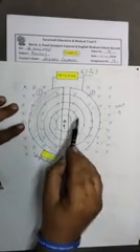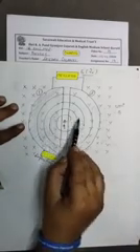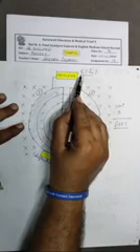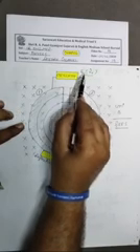Cyclotron is made up of two large metallic discs of which shape? D shape, which is known as Ds. Spelling is very nice: D-E-E-S. Ds. And these two Ds are connected with an oscillator. And the frequency of the oscillator is given by f0. Have a look.